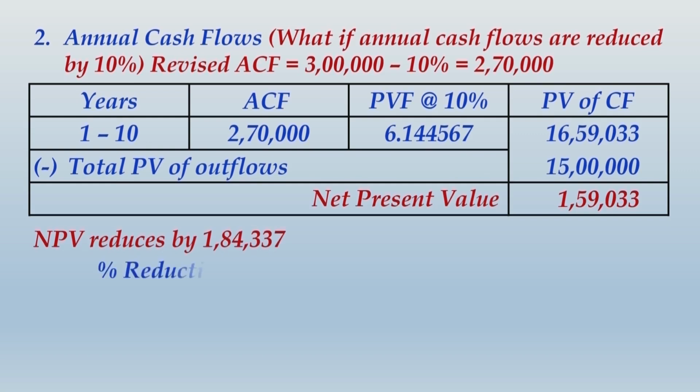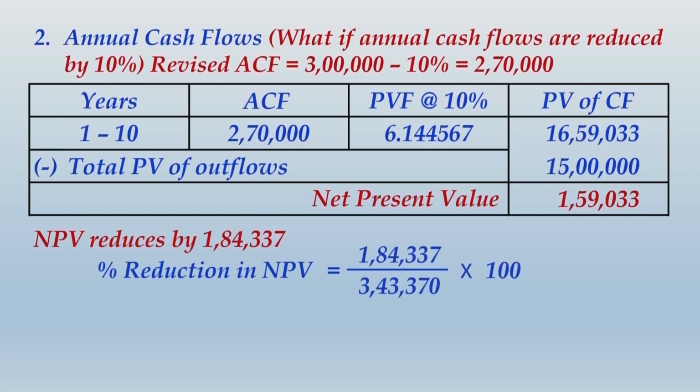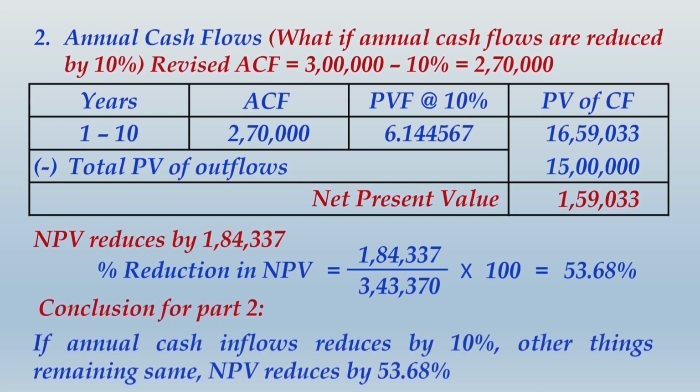1,84,337, and the revised NPV, once you calculate, you can also show by what value and by what percentage the NPV has got reduced. So NPV has got reduced by 53.68%. Conclusion for part 2 will be, if annual cash inflows reduce by 10%, other things remaining same, NPV reduces by 53.68%. Please write up this whole thing and then I take you ahead.